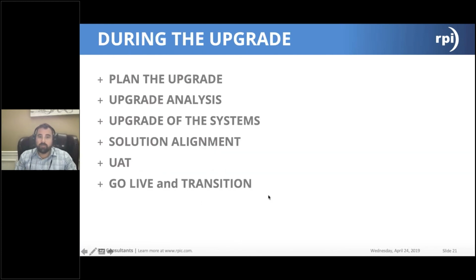So you have a typical project life cycle during the upgrade: planning, the analysis you do on the system prior to the upgrade, doing the upgrade of the systems, aligning the solution with your production processes, performing UAT, and doing your go-live and transition steps.